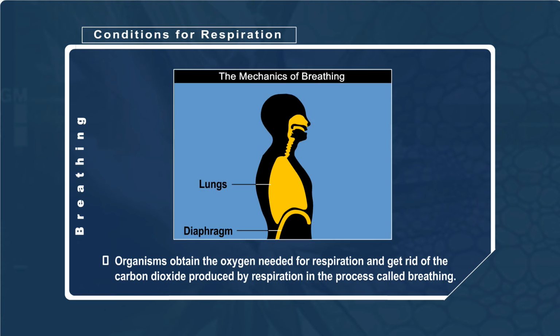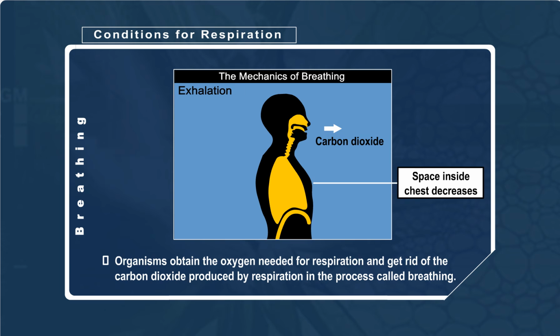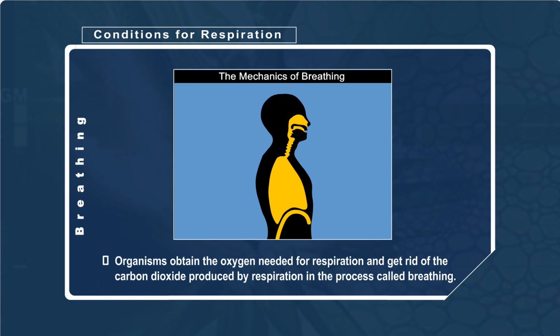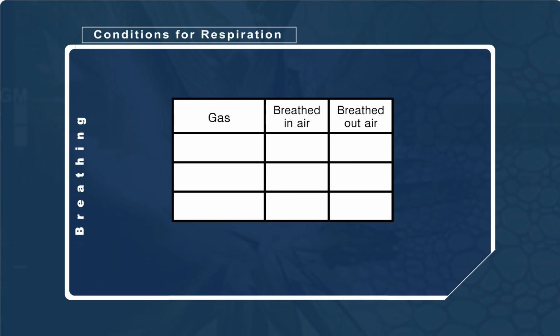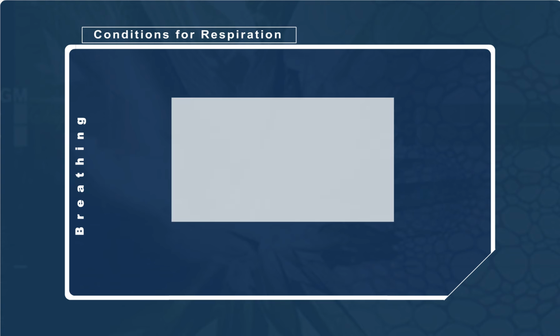Organisms obtain the oxygen needed for respiration and get rid of the carbon dioxide produced by respiration in the process called breathing. Many organisms obtain the oxygen they need from the air. The air that we breathe out still contains mostly nitrogen. However, it has slightly less oxygen and slightly more carbon dioxide than the air we breathe in.